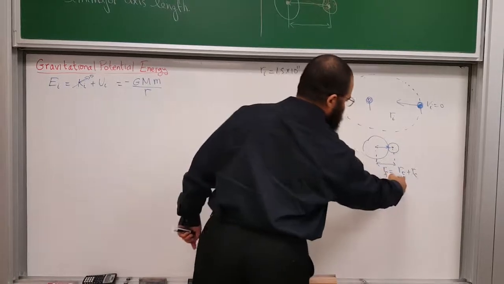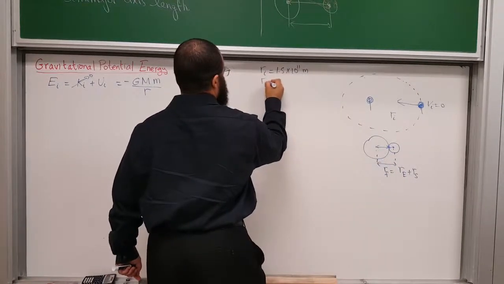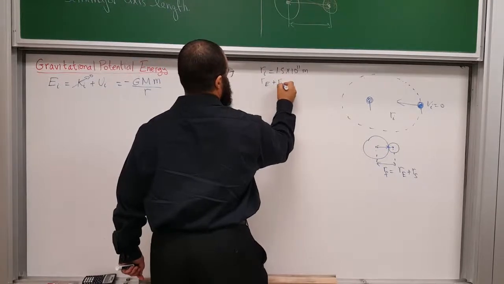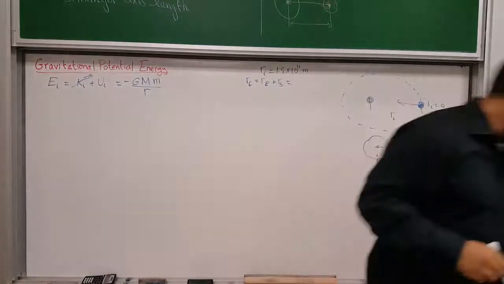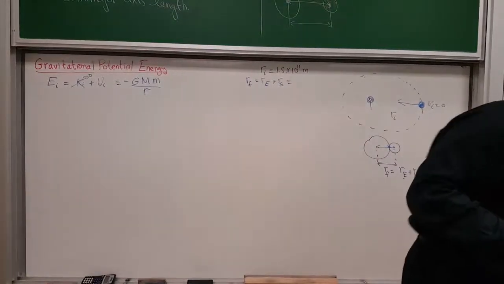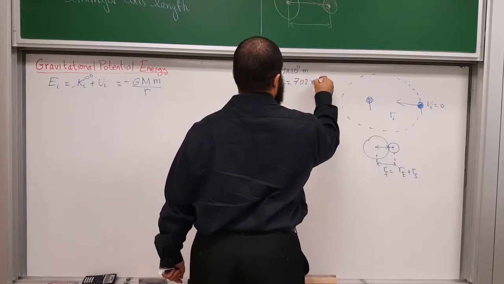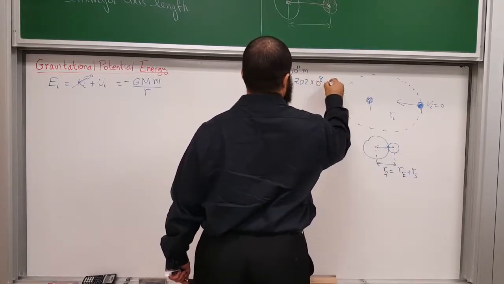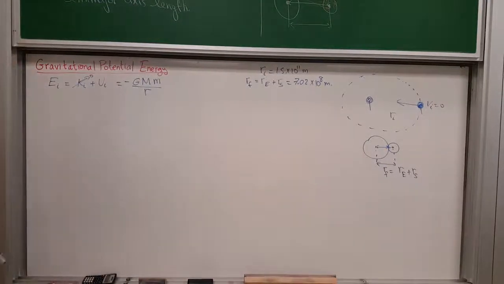And R final, which is the radius of Earth plus the radius of the sun, that's R final, will equal how much? Let me just write it down. 7.02 times 10 to the 8th meters. So this is the potential energy at the end.